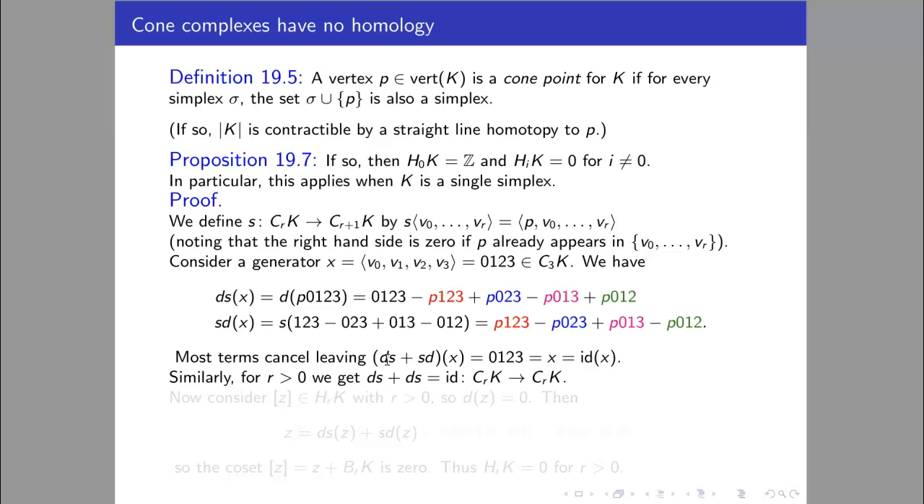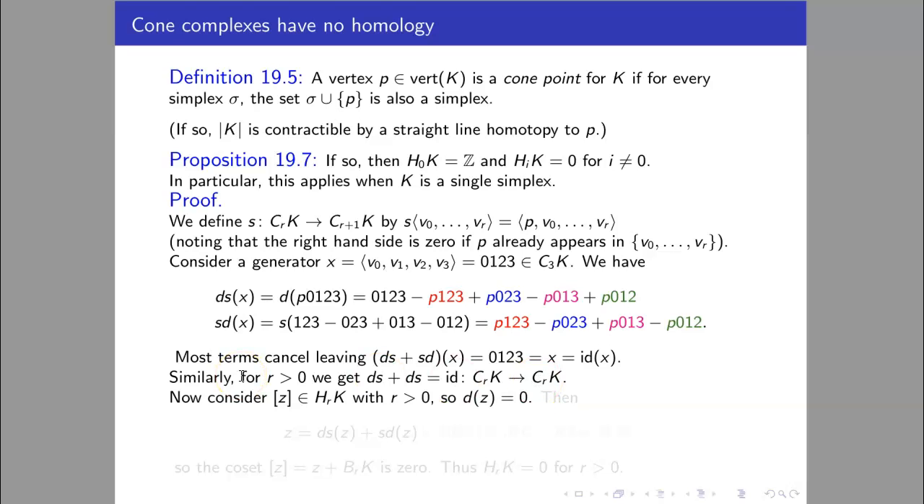Now, there's going to be a little bit of a glitch which happens at r equals 0. We're going to have to consider that case separately. But for all the cases where r is bigger than 0, they all work the same way as this C3 case that we just discussed. Everything cancels out and we just get ds plus sd as the identity.